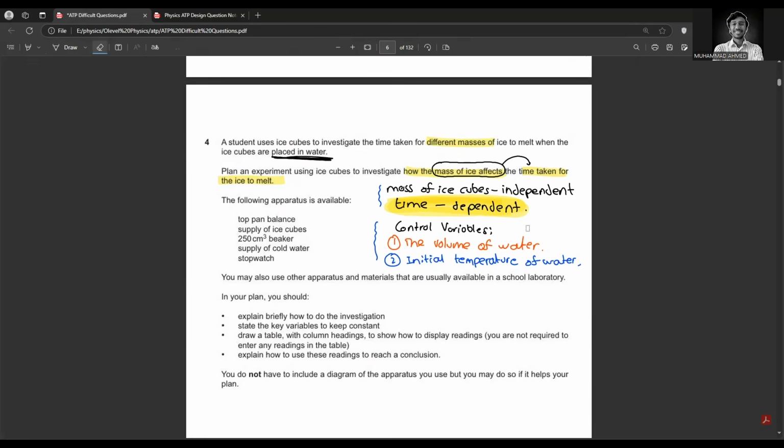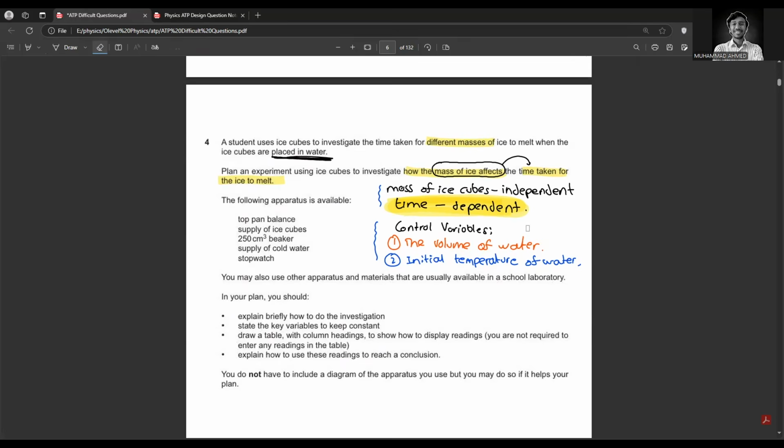Plan an experiment using ice cubes to investigate how the mass of ice cube affects the time taken for the ice to melt. Okay. We have to plan an experiment using ice cubes to investigate how the mass of the ice affects the time taken for the ice to melt. So, mass of ice is your independent variable. Time taken for ice to melt is your dependent variable. Simple. What are your control variables? The volume of water, the initial temperature of water.